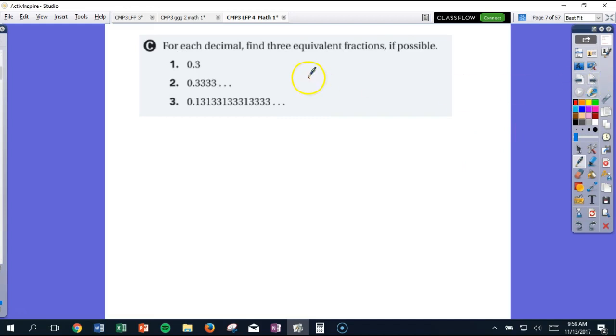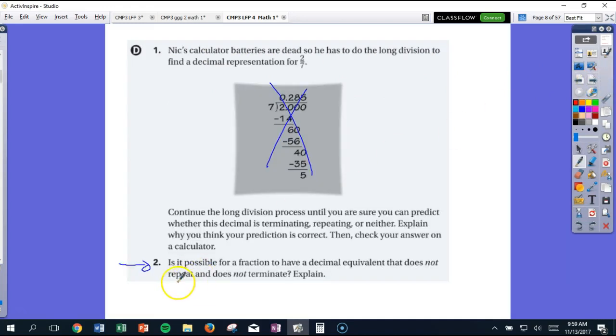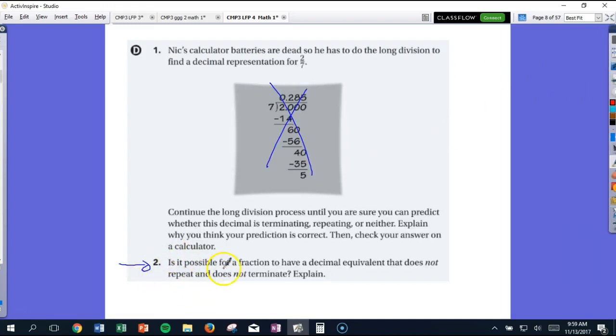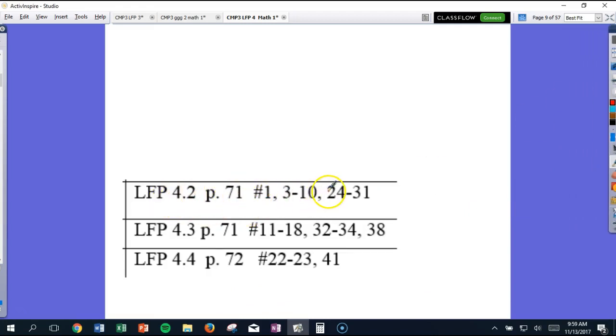Okay. Part C, for each decimal, find 3 equivalent fractions if possible for 1, 2, and 3. Part D, I just want you doing number 2. Is it possible for a fraction to have a decimal equivalent that does not repeat and does not terminate? And that's it. And then again, our ACEs for 4.2 is 1, 3 through 10, and 24 through 31.